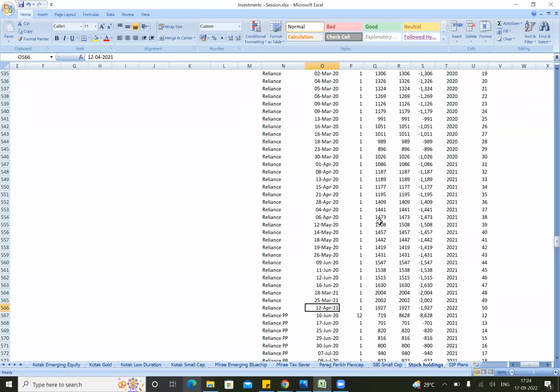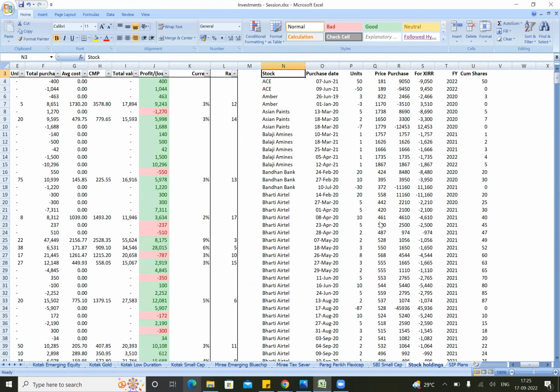And last year was bought on 12th April 2021. Total number of shares became 50. And then probably I stopped over there. Okay, enough of Reliance now.